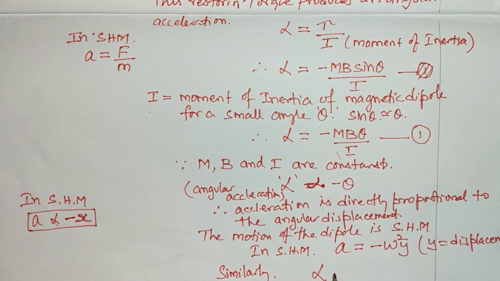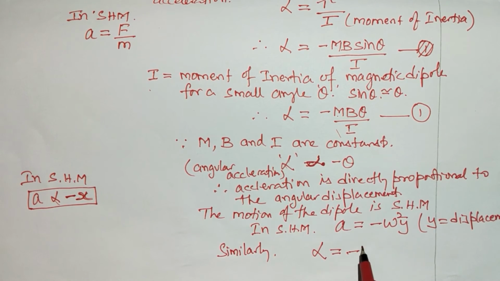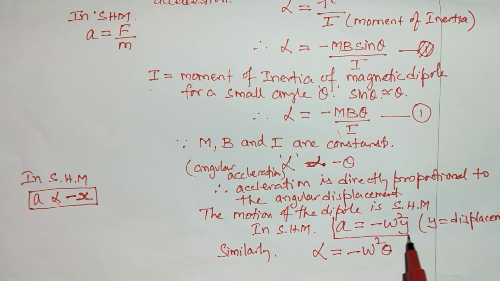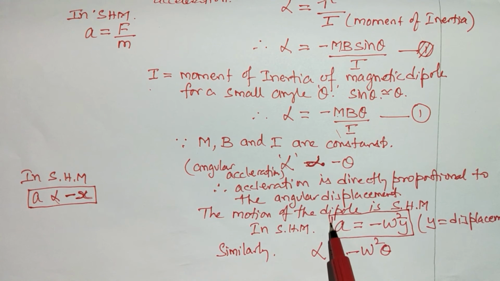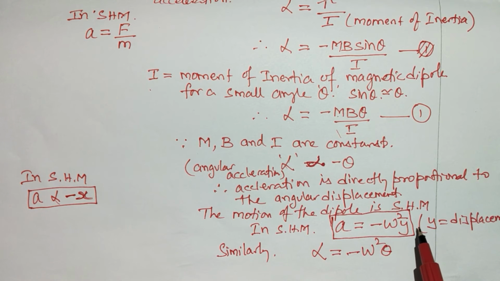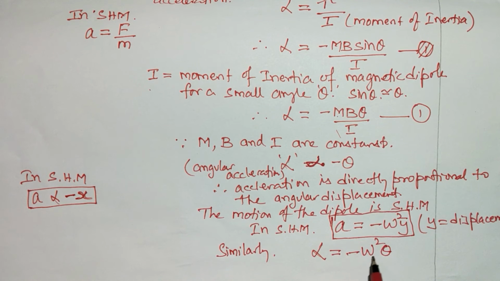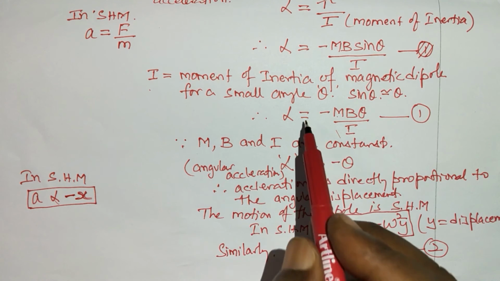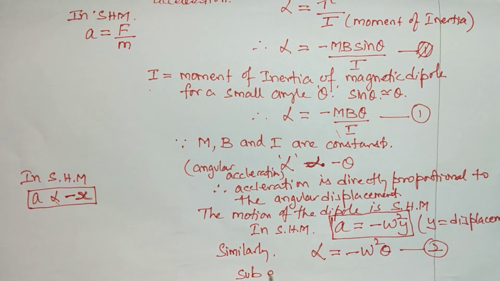I can write angular acceleration is equal to minus omega square. Instead of displacement, I will write angular displacement. Try to understand here. This is the formula for acceleration in simple harmonic motion in the pendulum oscillations chapter. Here alpha, the angular acceleration, is equal to minus omega square, and instead of displacement, I have written what? Angular displacement. Now, let me name this as equation 2. Now, I will substitute equation 2 in equation 1.